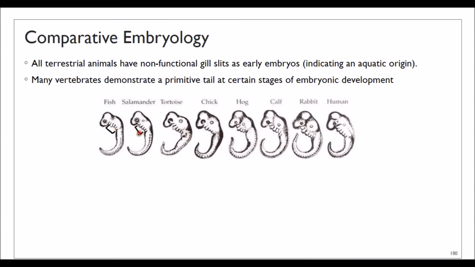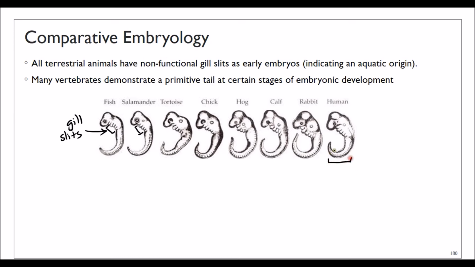These folds are called gill slits, and they are non-functional. So in a fish, these gill slits would eventually develop into actual gills. And in most of these organisms, except for the first two, which are actual fish, they will eventually be removed or develop into something else. But in the first few days of the embryo, you still see them, even though they are no longer functional in terrestrial organisms. And you can also see that many vertebrates demonstrate a primitive tail at a certain stage.